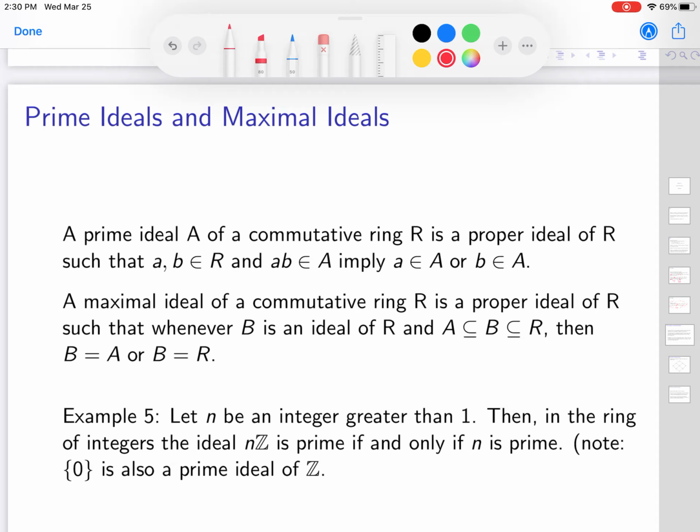So, a prime ideal A of a commutative ring R is a proper ideal of R such that if ab is an element of R and ab is an element of A, it implies that a is an element of A or b is an element of A. And a maximal ideal of a commutative ring R is a proper ideal of R such that whenever B is an ideal of R and A is a subset of B is a subset of R, then B either equals A or B equals R.